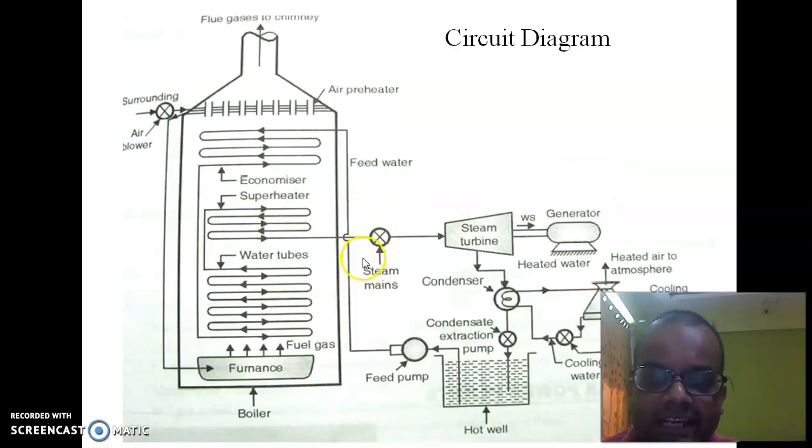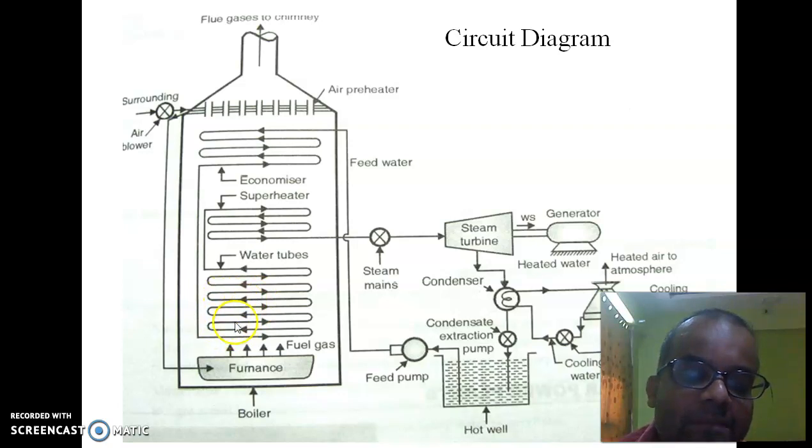Now this is the circuit diagram. If you see, this is basically the boiler. This is the furnace. The furnace is the place where the combustion of fuel, the combustion of coal, takes place. As the combustion of coal takes place, it will create flue gases, which are nothing but hot burning gases.